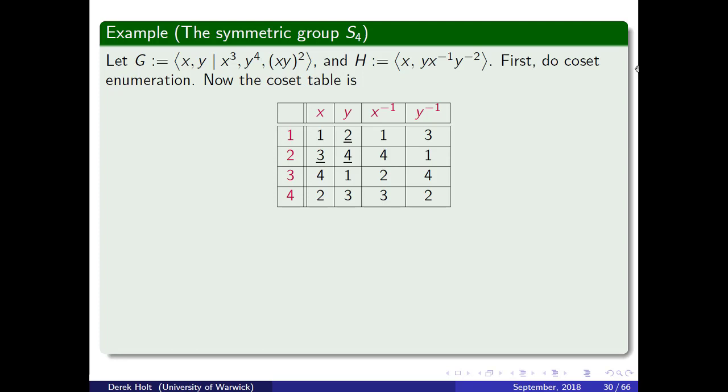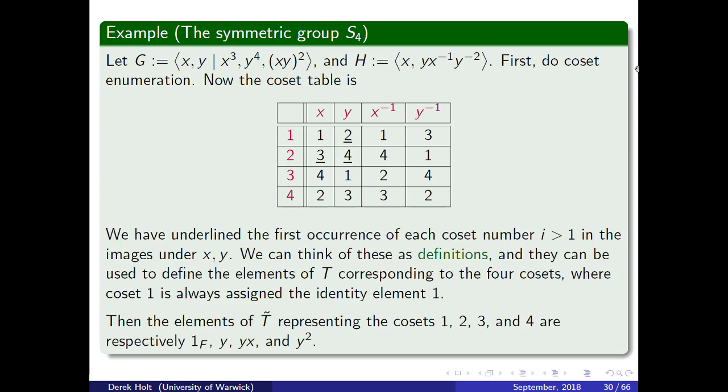Okay, so I explained how to do coset enumeration last time, so let's suppose we've done our coset enumeration. The underlined numbers are the definitions. So 1 under y is 2, 2 under x is 3, and 2 under y is 4. If you haven't used coset enumeration, you can decide which are definitions retrospectively. As long as you do your underlines in a sensible order, you'll end up with a Schreier transversal. It's important you end up with a Schreier transversal, which means prefix closed.